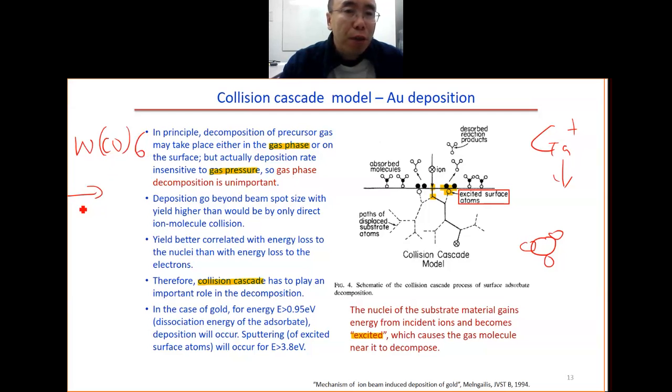For the regular chemical vapor deposition, what do we do? We heat up, for example, to 300 degrees. When this material heats up to 300 degrees, it will become tungsten plus 6 CO. So this is the regular CVD process.